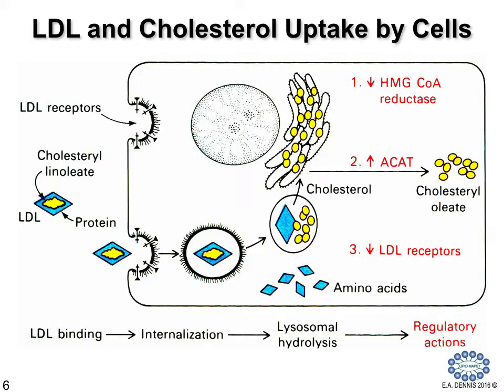That free cholesterol has several resultant functions. First, the free cholesterol down-regulates HMG-CoA reductase, a key enzyme in the synthesis of cholesterol. It upregulates ACAT, which acylates the cholesterol to make cholesterol ester, and it downregulates LDL receptors. We will look at more details of this hypothesis now.